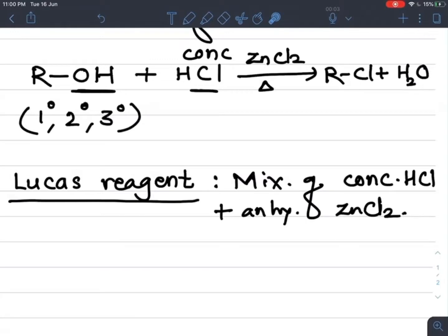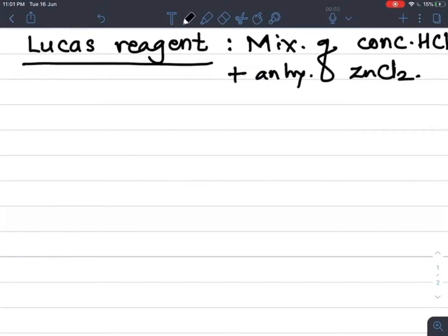Here the OH and H form the water molecule. So we get the corresponding alkyl halide. RCl means alkyl chloride. This Lucas reagent test is used to distinguish primary, secondary and tertiary alcohols. How does the reaction take place?